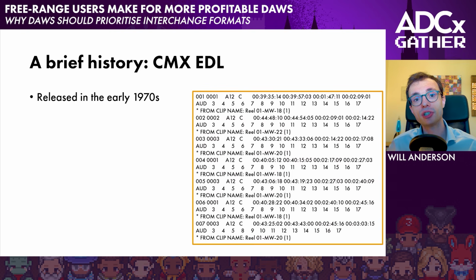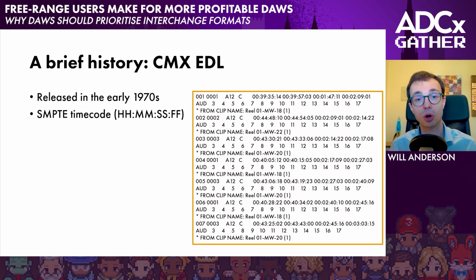CMX EDL was originally released in the early 1970s as a way to transfer data between nonlinear video editors. It's very much geared towards translating the exact position of media clips on a timeline. It's a basic text-based format, which describes the SMPTE timecode of events, so all these timings are accurate down to a frame. Some DAWs also integrate it as a method for both transferring an audio edit from your DAW to a nonlinear video editor, but also for transferring edits between DAWs.